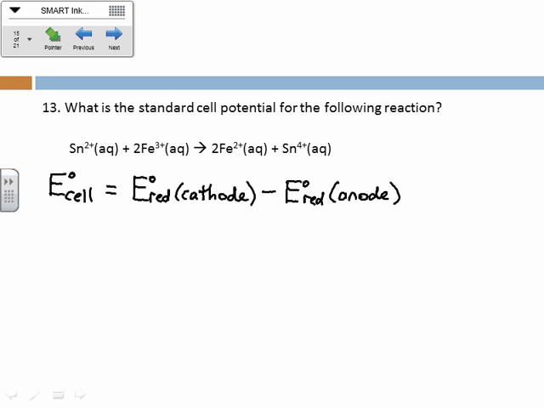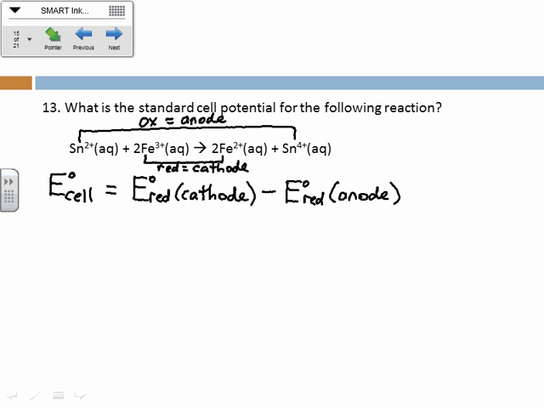So what we have to figure out here is what's the cathode and what's the anode. Sn2+ is going to Sn4+ here. As that happens, Sn2+ going to Sn4+, that's an oxidation, which equals the anode, and ox, right? The Fe3+ is going to Fe2+, so that's a reduction. That's going to equal the cathode.